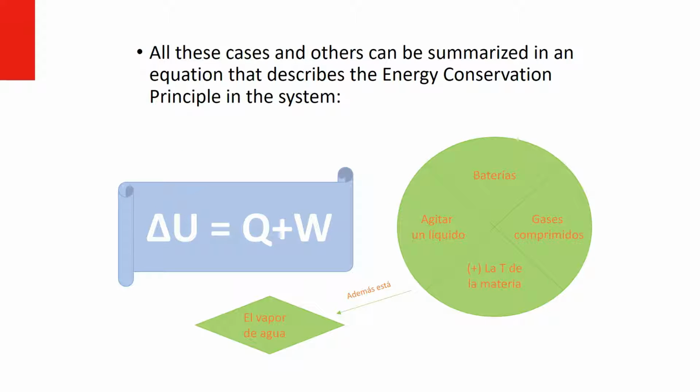All these cases and others can be summarized in an equation that describes the energy conservation principle in the system: the variation of internal energy is equal to the heat plus the work. Examples of internal energy: batteries, compressed gases, increasing the temperature of matter, shaking a liquid, water vapor.